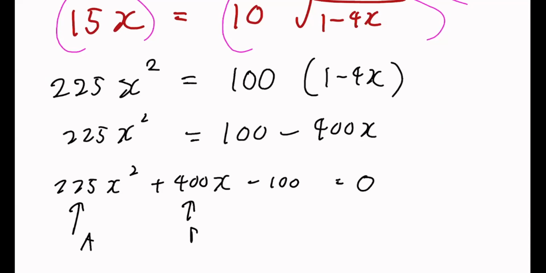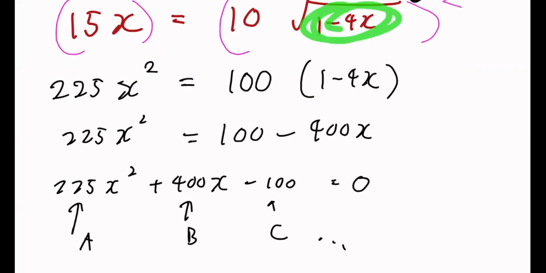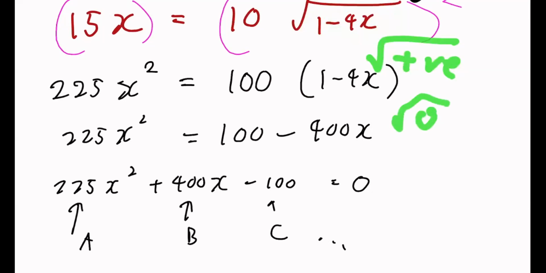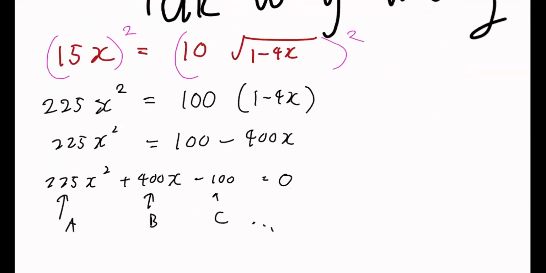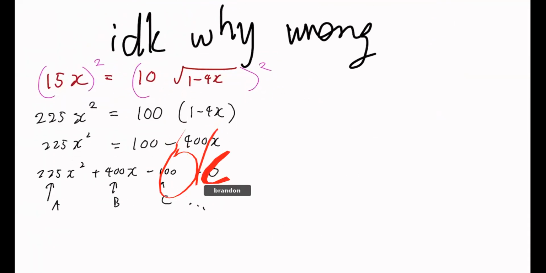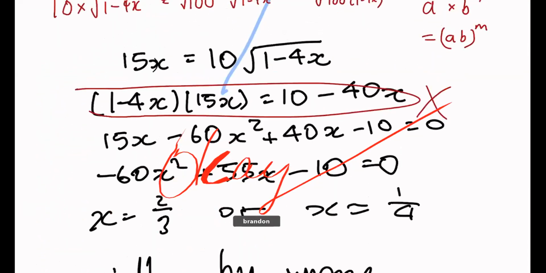But you need to reject some answers because here is 1 minus 4x. Make sure the square root inside is positive or 0. Okay. Can I leave it to you to do the rest? Oh. Okay, good. Then I will move on.